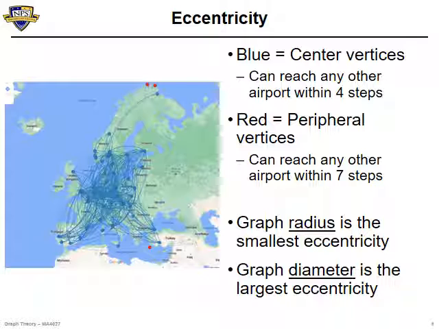The graph radius is the smallest eccentricity value. In this case, the European Airlines network has a graph radius of 4. The graph diameter is the largest eccentricity value. Therefore, this graph has a graph diameter of 7.